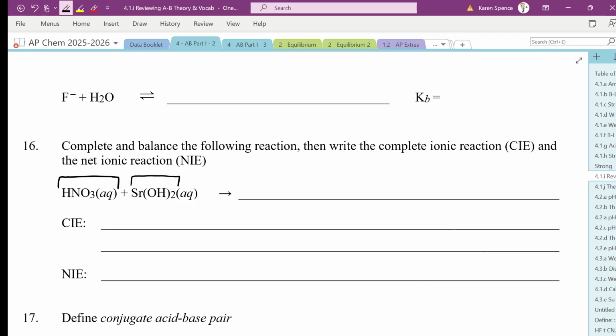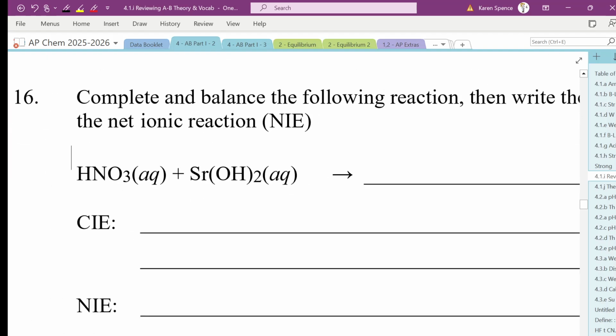Nope. Because this one is strong and this one is strong, you don't have to do any of that stuff. Also, what type of base is strontium hydroxide? Arrhenius. So it does not behave like Bronsted-Lowry. You are not transferring a hydrogen. Do you know what I mean? Not in the same way.